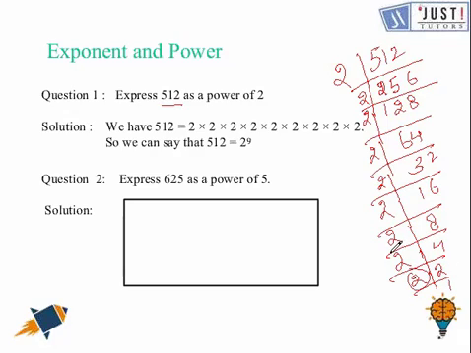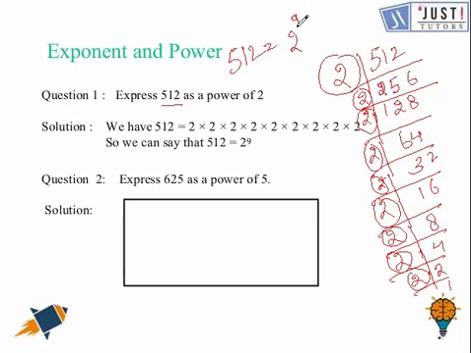So how many 2's are there? 1, 2, 3, 4, 5, 6, 7, 8, 9. So we can write 512 as a power of 2, as 2 to the power 9. So 2 is the base over here and 9 is the exponent. Now in this way, you can find out how to express 625 as a power of 5. So for that, the answer would be 5 to the power 4.